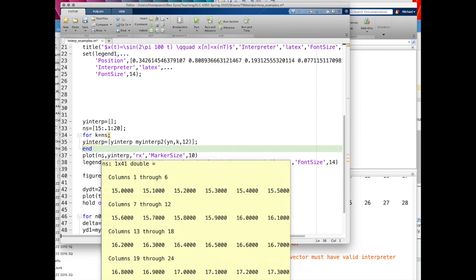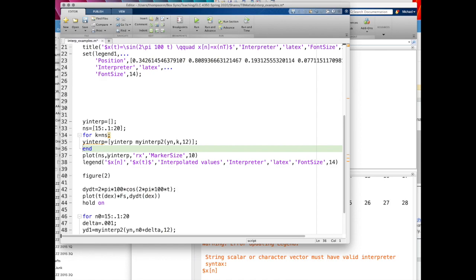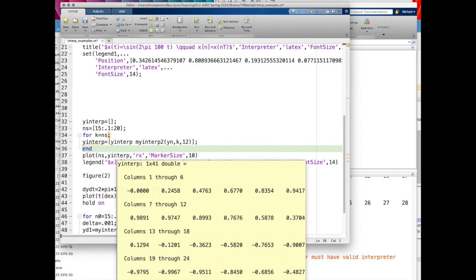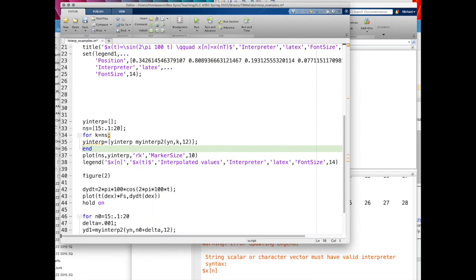So from there, I've already defined this ns vector. I can plot ns and yInterp. I put something down to show the markers. Again, this is formatting, but I'm basically plotting these things and setting my legend. So that takes care of the first part where we are looking at an interpolated signal.